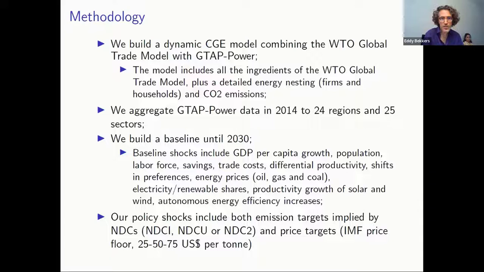We have data that were shared with us very kindly on NDCs. In the meantime, for the other work, we have developed more our own work on NDCs, but here we're building on data on NDCs. So we have three NDC scenarios: the initial NDC, the updated NDC, and then NDC2. So there would be targets where we stay on the path of 2 degrees global warming. And then we also look at the IMF carbon price floor proposal.